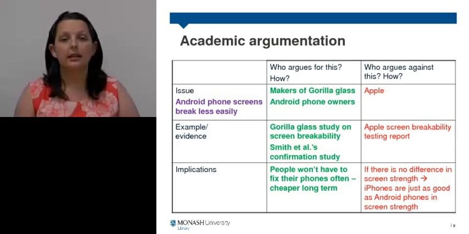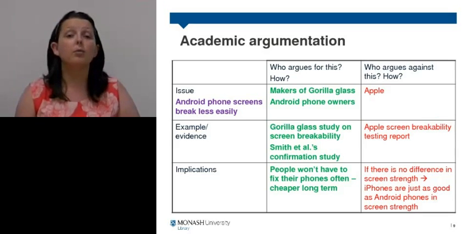In contrast, in the red, I've indicated who argues against this. In this case, we have Apple arguing against this, and the evidence they have is Apple's screen breakability testing report. Now, the implication is that if there is, in fact, no difference between screen strength of Apple phones and Android phones, iPhones would be just as suitable as Android phones in terms of screen strength.